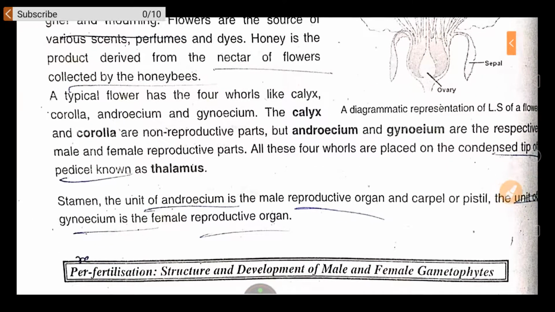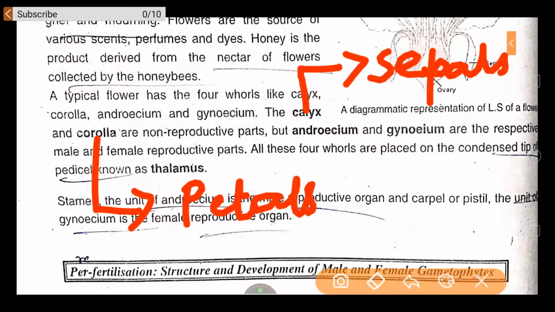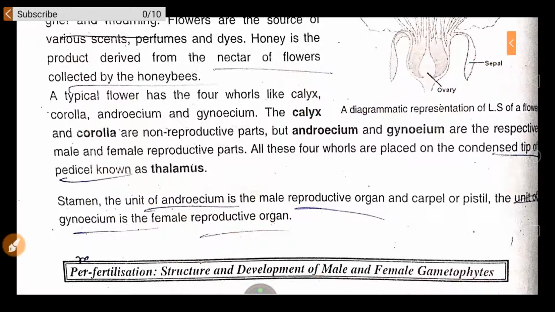Stamen, the unit of androecium, is a male reproductive organ, and the carpel or pistil is a unit of gynoecium, the female reproductive organ. Now, what is the unit of calyx? Sepals. What is the unit of corolla? Petals.